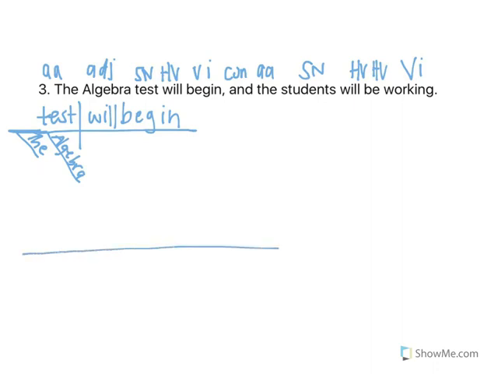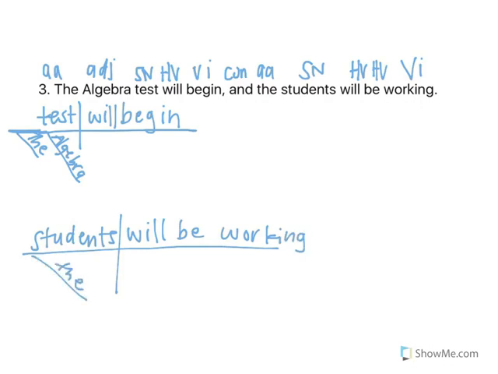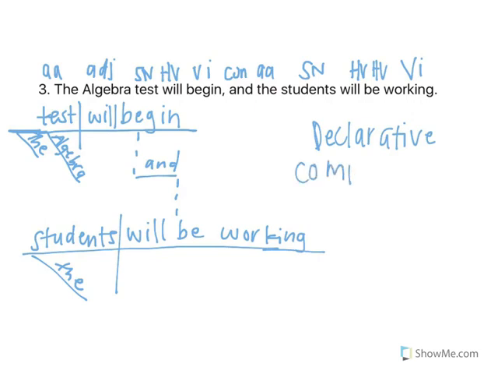Then the second part of the compound sentence, these students. Students is our noun. And it's just diagrammed the exact same way. Will be working. The modifies students. Then we have to connect it with our conjunction, which is and. So the algebra test will begin and the students will be working. We know that this is a declarative sentence. It's a declaration or a statement, and it is, of course, a compound sentence because it's two independent clauses joined by a conjunction.